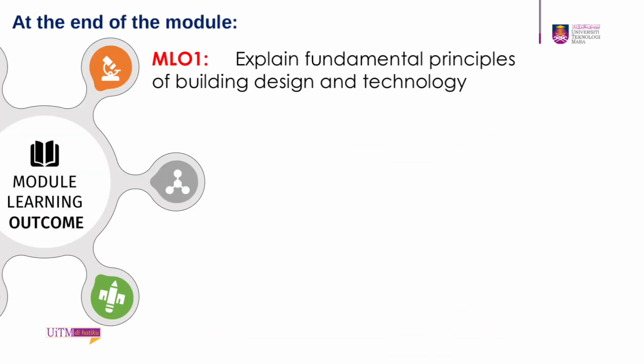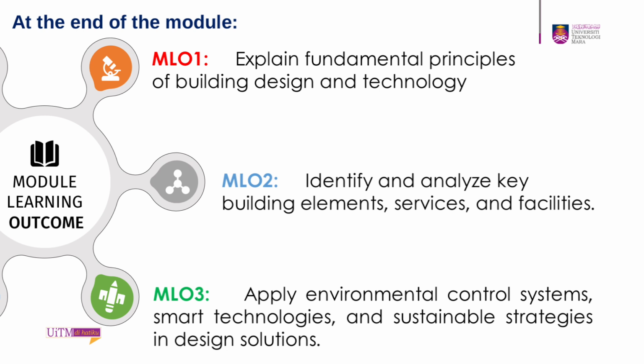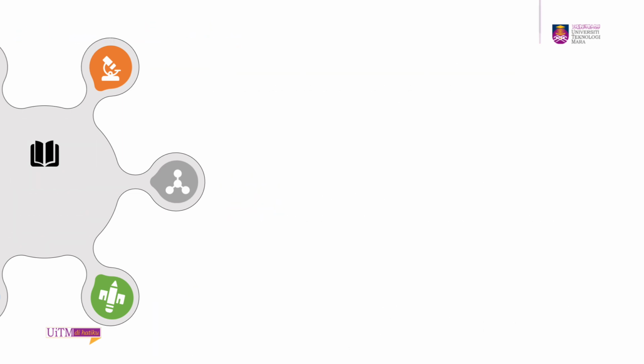At the end of the module, Module Learning Outcome. MLO1. Explain fundamental principles of building design and technology. MLO2. Identify and analyze key building elements, services and facilities. MLO3. Apply environmental control systems, smart technologies and sustainable design keys in design solutions.